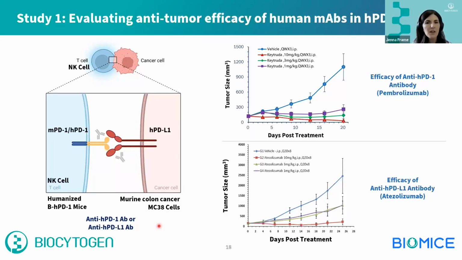vivo. So as you can see here on the right-hand side, blockade of either anti-human PD-1 or anti-human PD-L1 results in significant prevention of tumor growth in a robust dose-dependent manner, with the highest doses, which are shown here by the red lines, having the most significant effect on tumor growth.